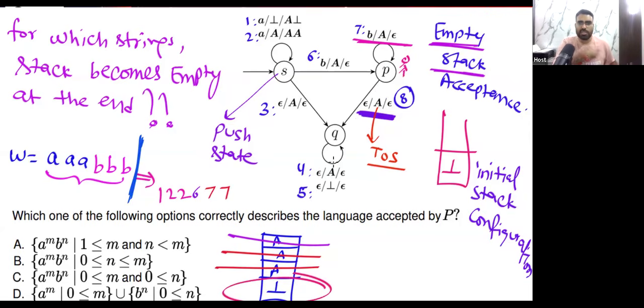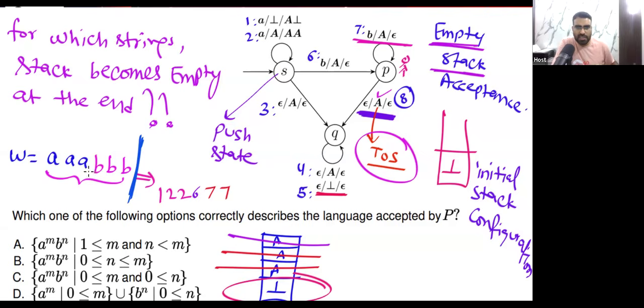No, I cannot empty the stack, because remember, if I want to remove this from the stack, then I should go to state q. In the state q, I can remove this bottom symbol. Is this clear? But remember, if I want to go to state q, then in transition 8, the top of the stack must be A.